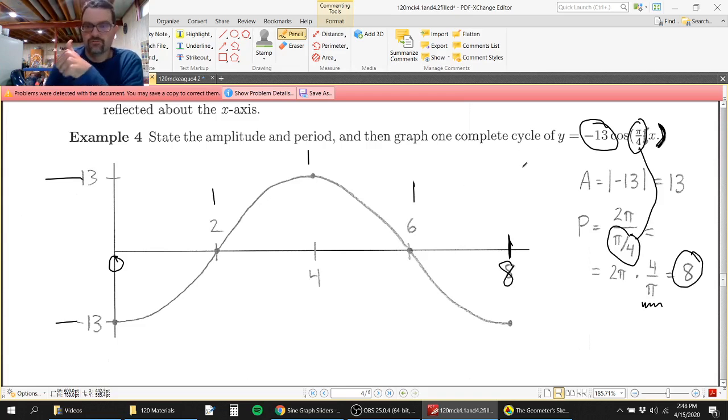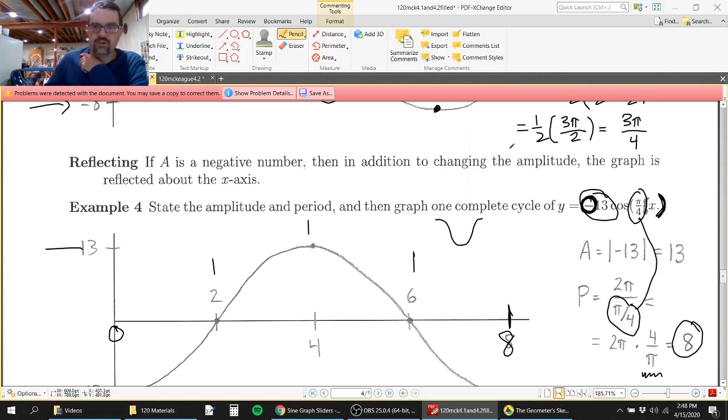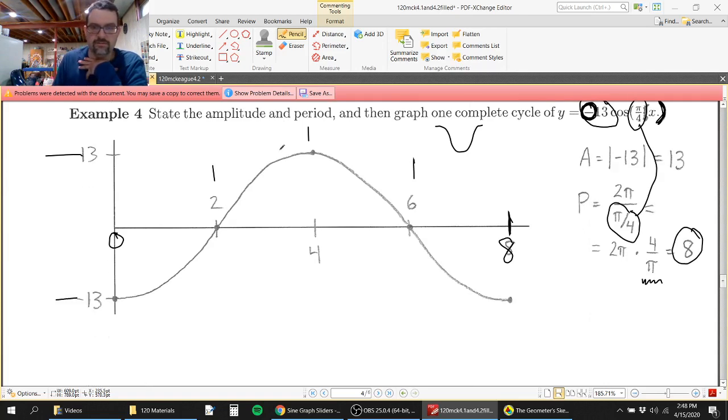All right, so then where are the 5 key points? Well, this is a cosine, and what we said earlier is that this is the basic cosine shape. But we have a negative number in front. And what that negative number does is that it changes the amplitude, but it also flips the whole entire graph upside down over the x-axis. So, since this is a negative cosine, instead of starting at the top, our negative cosine starts down at the bottom.